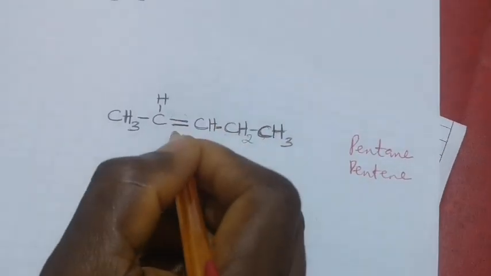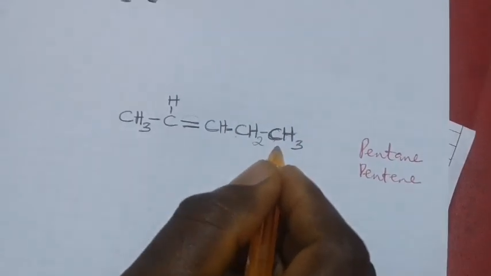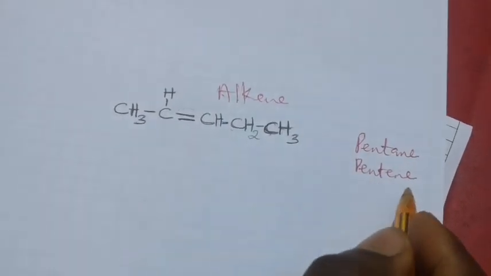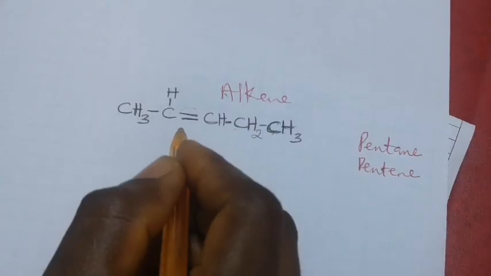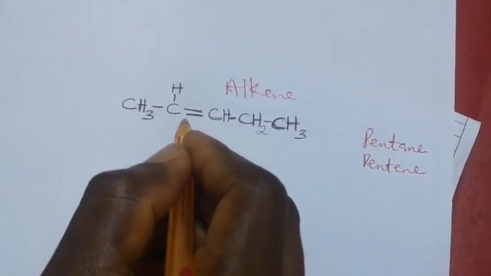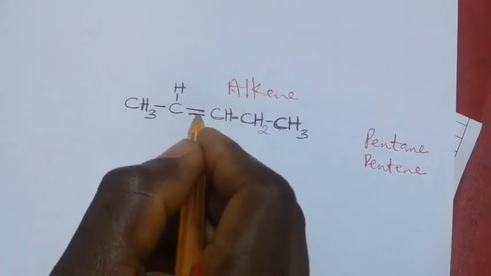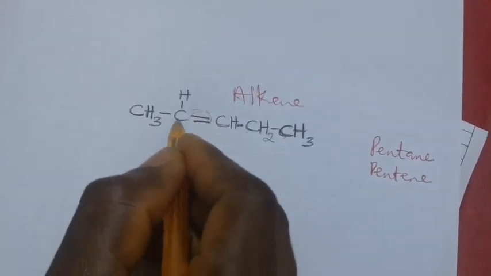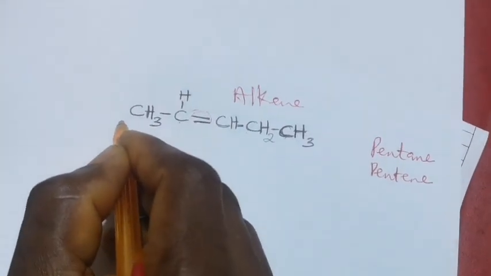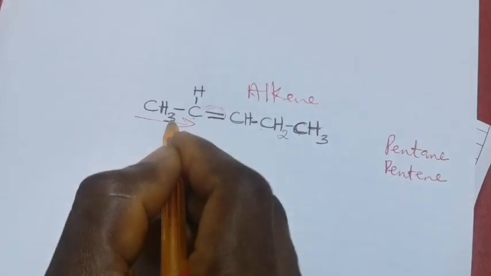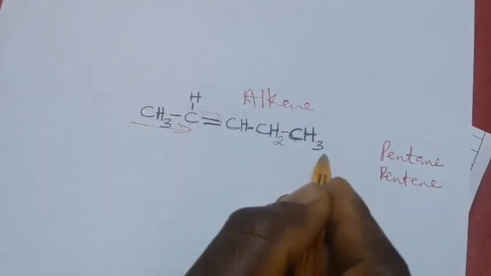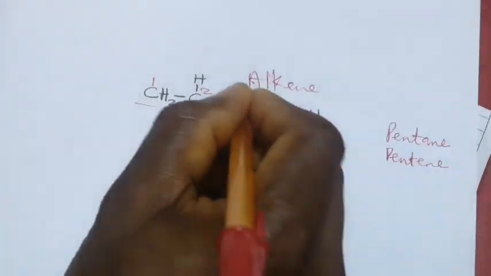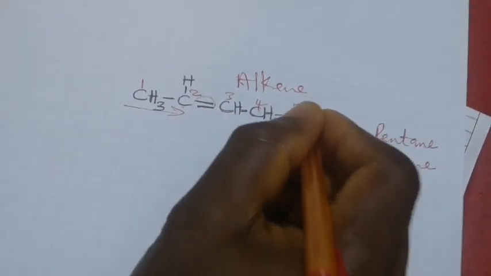Now the double bond means that this compound is an alkene, which is pentene. Now we need to recognize the particular carbon atom where this double bond is. And this double bond is at the second carbon atom if we count from this end. We cannot count from the other end. It is from this end that we count, which is 1, 2, 3, 4, 5.